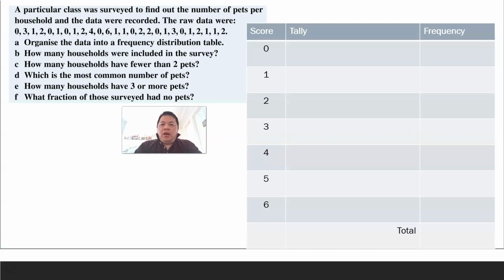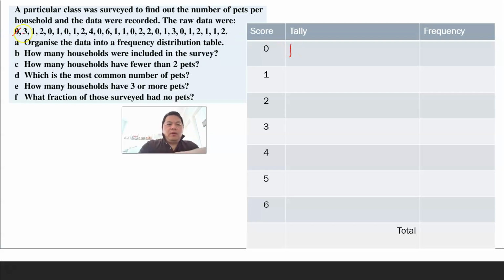There are 3 columns: score, tally, as well as frequency. This is what I normally do so that I do not make a mistake. I hope you can also follow this system. When you are given the raw data, take one at a time. 0, that's one of them.